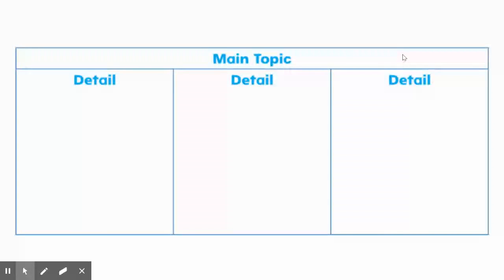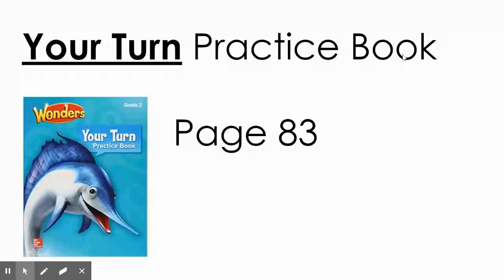We will be using this graphic organizer once again with the main topic identified at the top and then 3 supporting key details in the columns below. For this activity, you will need Your Turn Practice Book, page 83. So if you do not have it with you right now, go ahead and pause this video and return when you are on page 83.